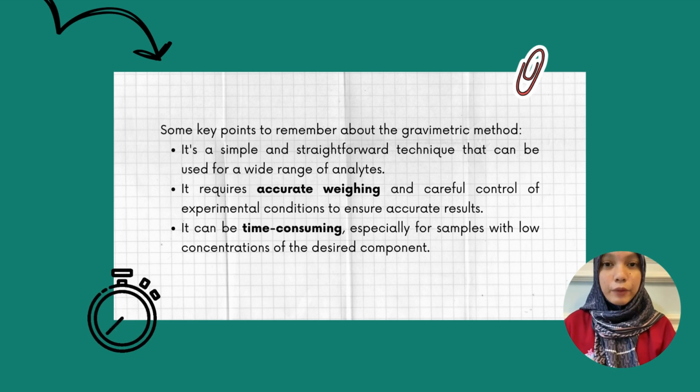Here are some key points to remember about gravimetric method. The first one is gravimetric method is a simple and straightforward technique that can be used for a wide range of analytes. It requires accurate weighing and careful control of experimental conditions to ensure accurate results. It also can be time-consuming, especially when the sample has a low concentration of the desired component.